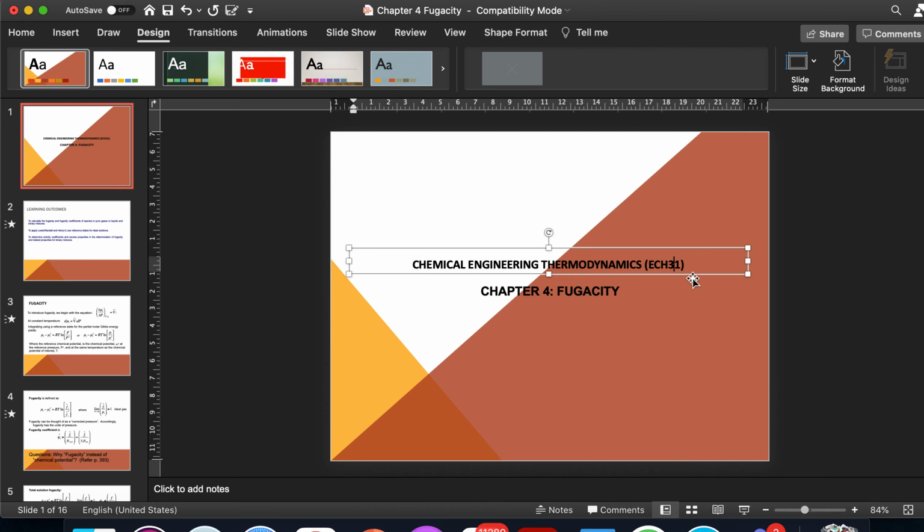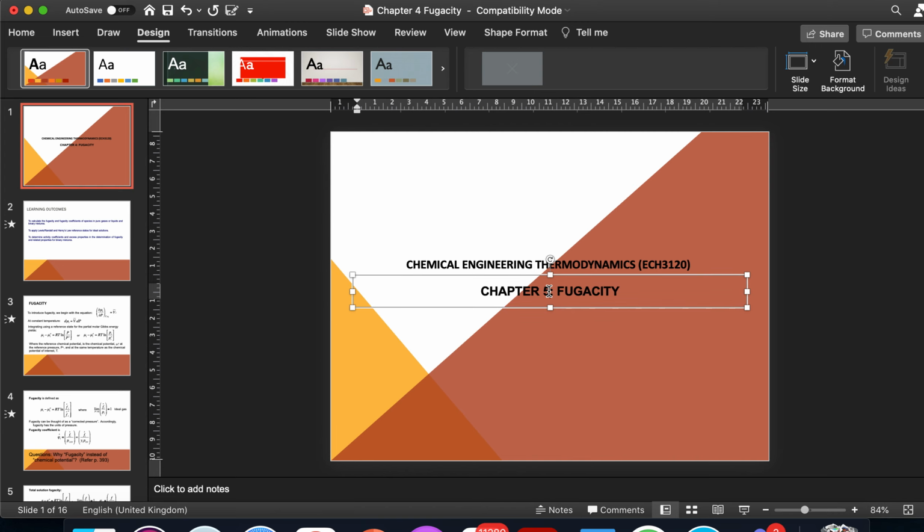Let's move on to the next topic, which is fugacity. Okay, is this the first time you heard about fugacity? Fugacity is a special feature in chemical engineering thermodynamics. So let's get the concept into it first.